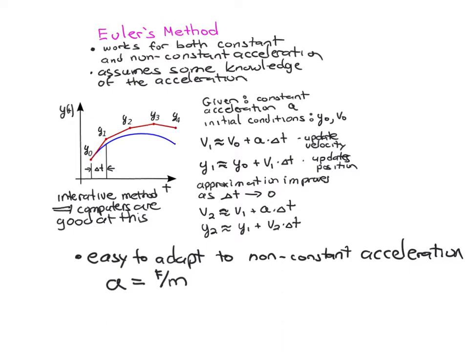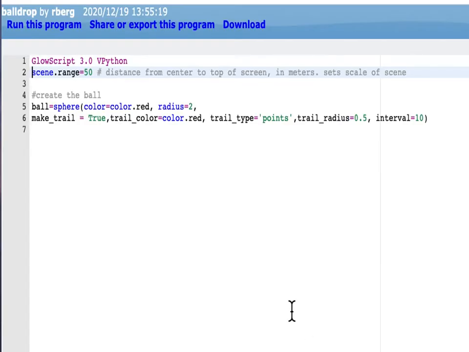So let's see how this works in a real computer program. I'll show you how to implement Euler's method using the VPython programming language. And what's great about VPython is that as it's doing the Euler's method, it's going to make a little animation of what's going on. So we actually get to see what's happening, what the motion of our object is going to be.